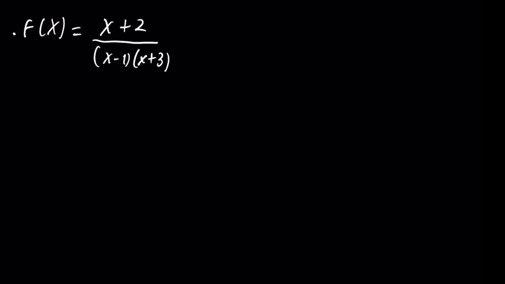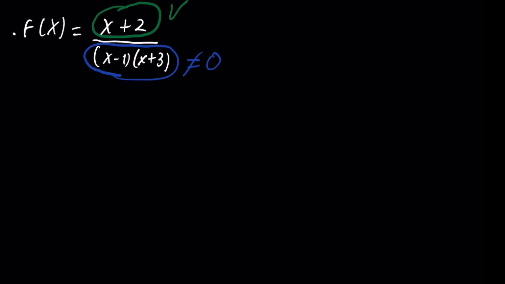Now let's find the domain of one more complex function. Let's take the function x plus 2 divided by x minus 1 times x plus 3. There is no constraint on the numerator because we can divide any number. However, the denominator has to be non-zero. For these reasons, we need to ensure that x minus 1 times x plus 3 is non-zero.